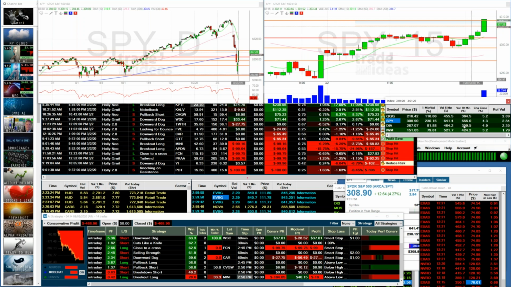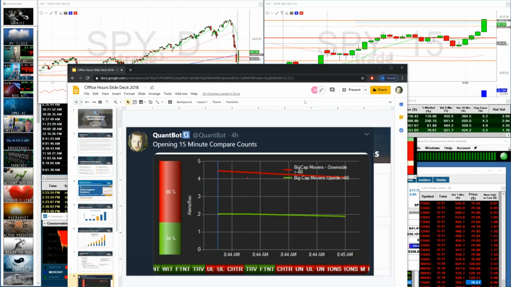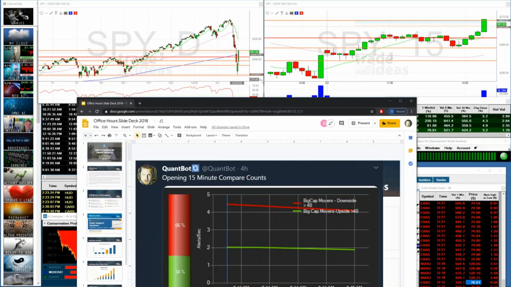And who knows? Will we gap up, down, flat tomorrow? We shall see. So everything said and done, a nice turn at the bottom here, which is good for the bulls.